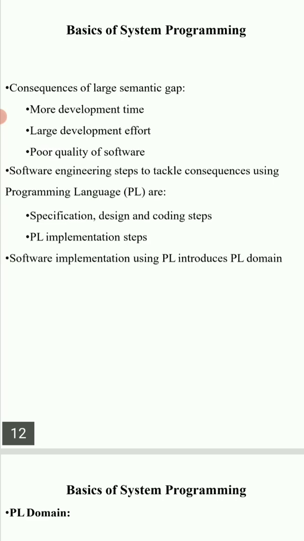So in the previous session we have seen that language processing activity involves translation of a program: how a program written in a high level language is translated into a machine level language. So here the translator is permitting the programmer to express his algorithm in a high level language instead of a machine level language.